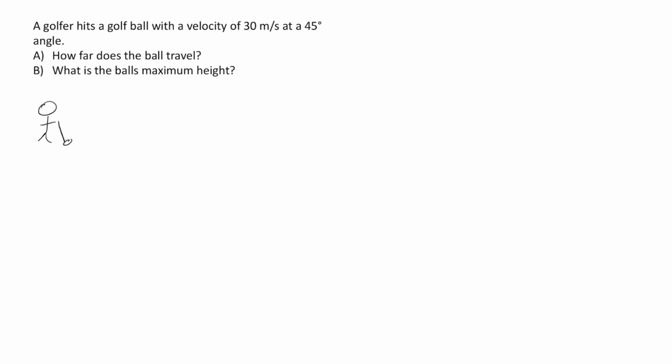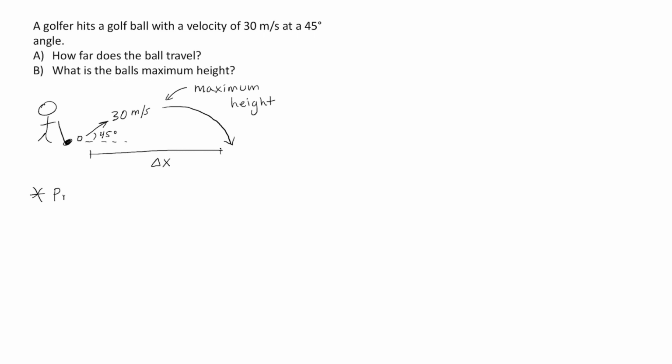In this question, we have a golfer who hits a ball with a velocity of 30 meters per second at a 45-degree angle. And we want to know how far the ball travels and what was the ball's maximum height. Now I hope you can tell, based on the parabolic trajectory, that this is projectile motion.